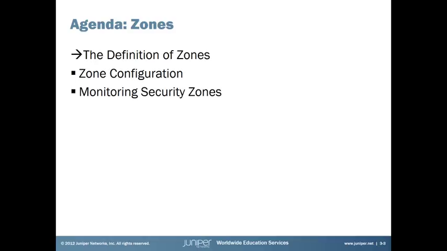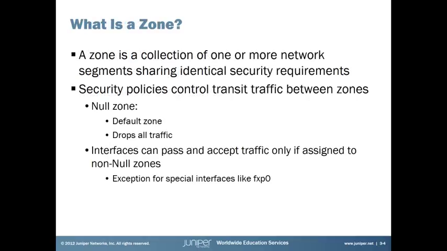So we're going to define zones. Well, it's a collection of one or more network segments sharing identical security requirements, which is a pretty good description. So what we do is we have a zone, and within that we have networks. We can have one network, we can have more networks. But the main point is that all those networks have exactly the same security requirements.